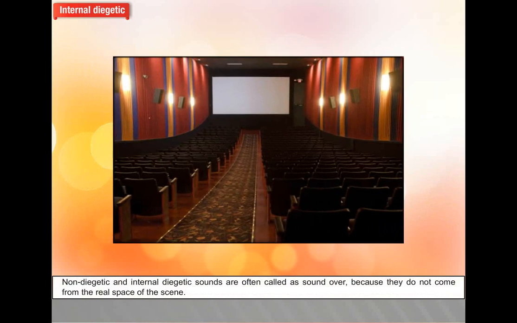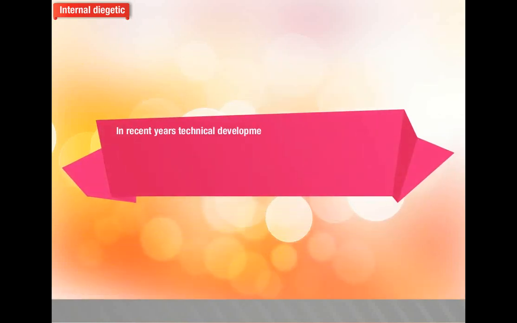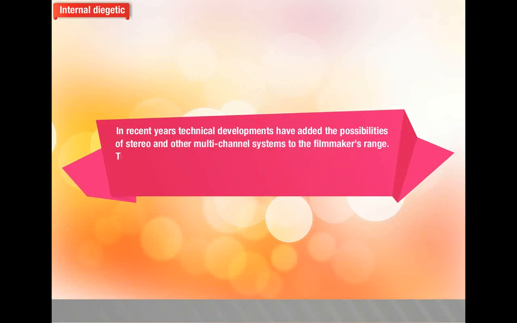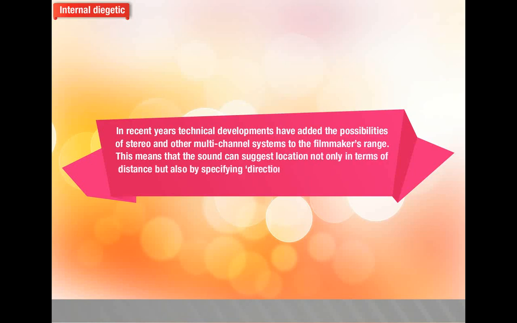Non-diegetic and internal diegetic sounds are often called sound over because they do not come from the real space of the scene. In recent years, technical developments have added the possibilities of stereo and other multi-channel systems to the filmmaker's range. This means that the sound can suggest location not only in terms of distance but also by specifying direction. Multiple channels make it possible to delineate space precisely.